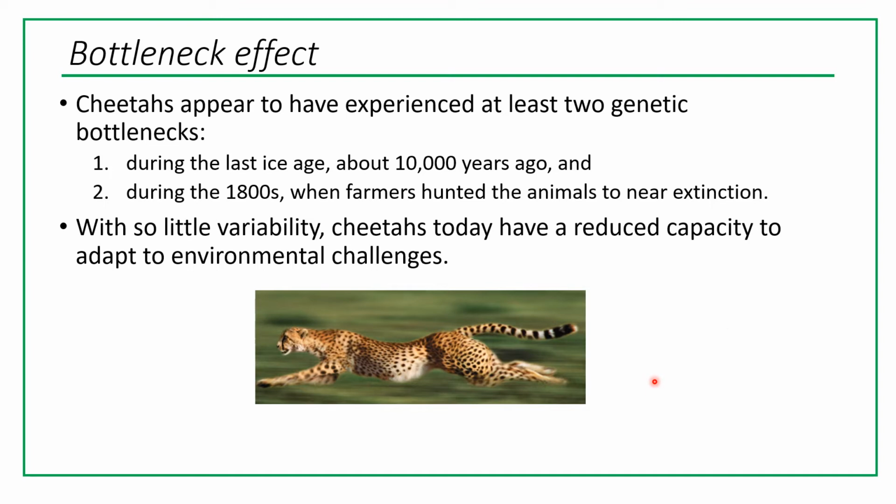So here's an example of bottleneck effect. Cheetahs appear to have experienced at least 2 genetic bottlenecks: during the last ice age about 10,000 years ago, and during the 1800s when farmers hunted the animals to near extinction. So you see in both examples, the population became very small. So we see little variability. Cheetahs today have a reduced capacity to adapt to environmental changes.